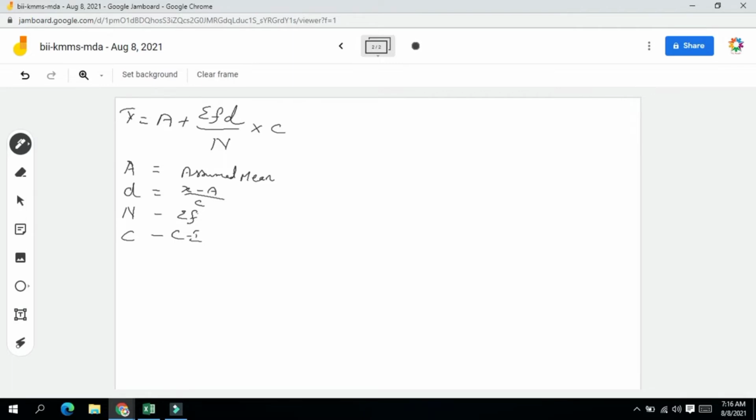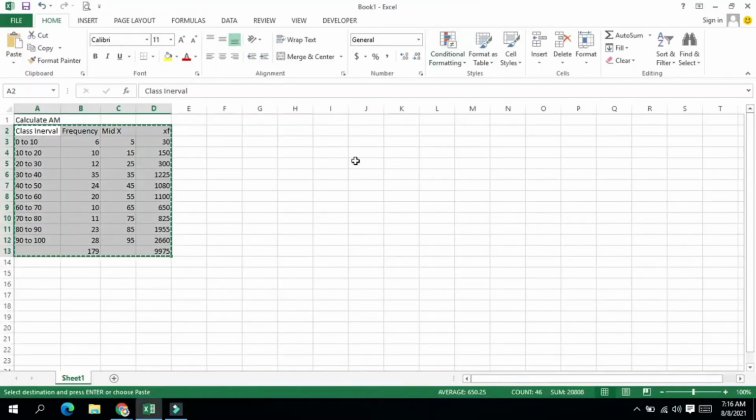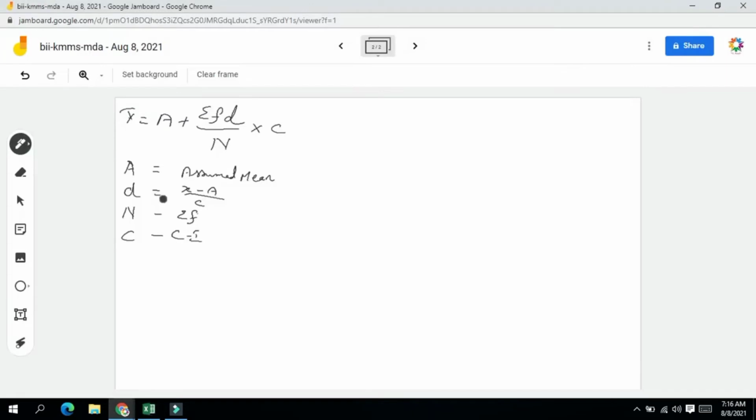We are going for the same question. We have the class intervals and frequency, and we found mid x. The formula is summation of fd. We don't need x but we need d. To calculate d, we must know x minus a by c. So x we know, it is mid x. A we have to find, and c we have to find. C is the difference between the class intervals.